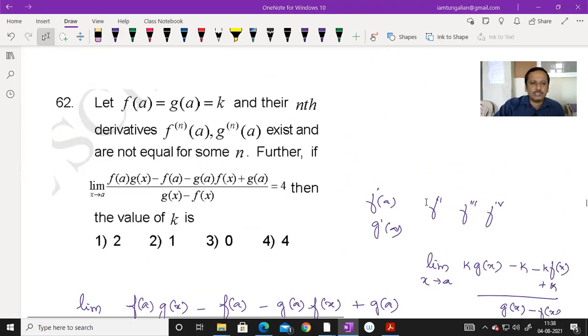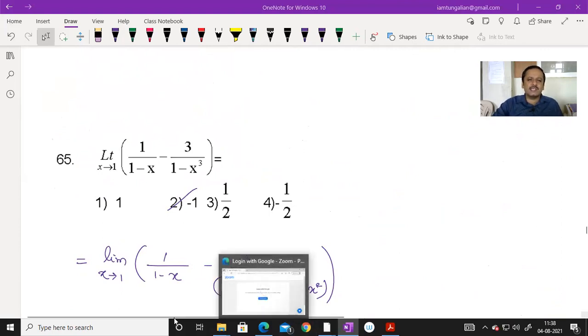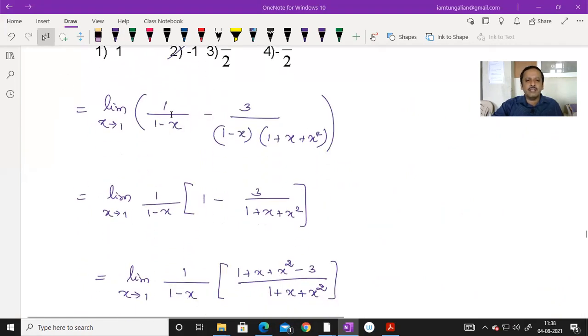The next doubt is question number 65. Limit x tends to 1, 1 by 1 minus x minus 3 by 1 minus x cube is equal to. Here 1 by 1 minus x, first term I have kept as it is. Second term, 1 minus x cube is there. I am factorizing it by using the a cube minus b cube formula. A cube minus b cube is equal to a minus b into a square plus ab plus b square. So 1 minus x into 1 plus x plus x square. After that, this 1 minus x from the denominator I have taken common. Then in the first term 1 will remain. In the second term minus 3 by 1 plus x plus x square will remain.